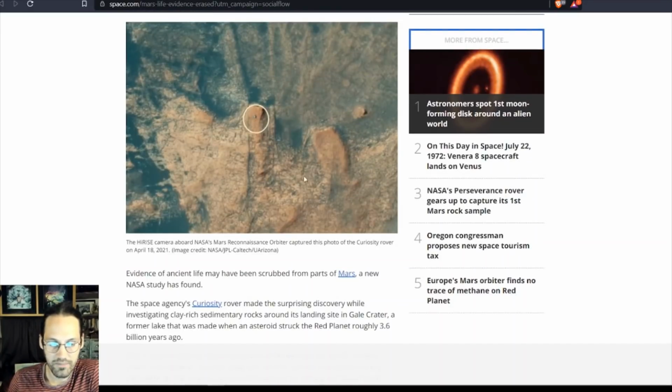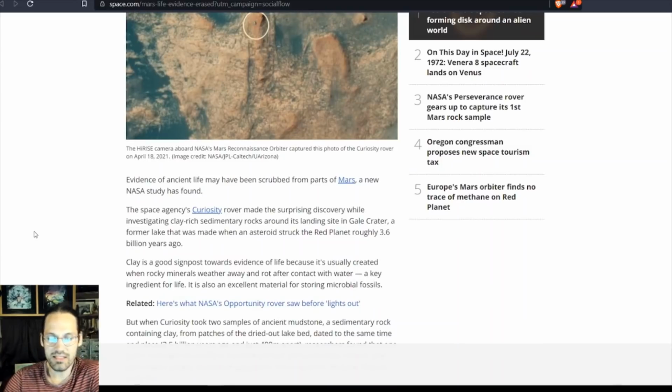Here's an image the Mars Reconnaissance Orbiter captured in this photo of the Curiosity rover on April 18th of this year. Evidence of ancient life may have been scrubbed from parts of Mars, a new NASA study has found. The space agency's Curiosity rover made the surprising discovery while investigating a clay-rich sedimentary rock around its landing site in Gale Crater, a former lake that was made when an asteroid struck the red planet roughly 3.6 billion years ago.